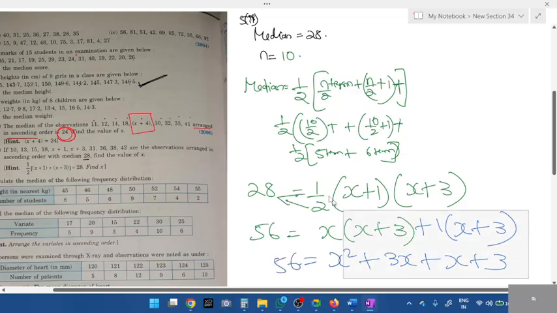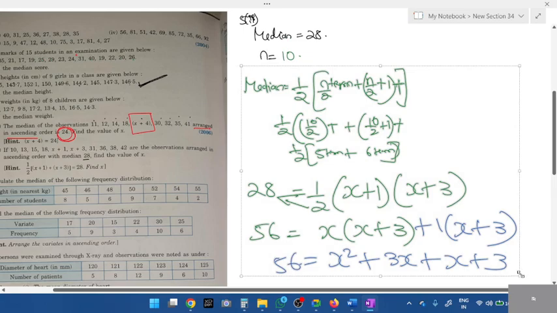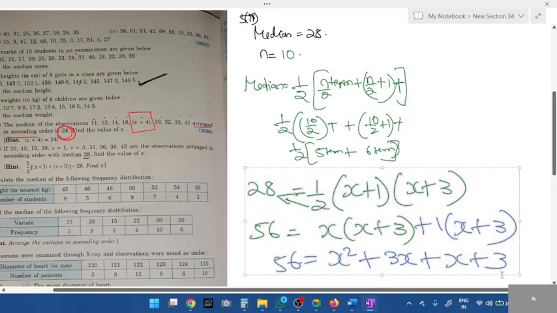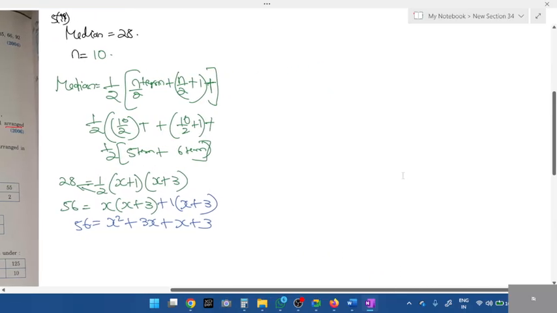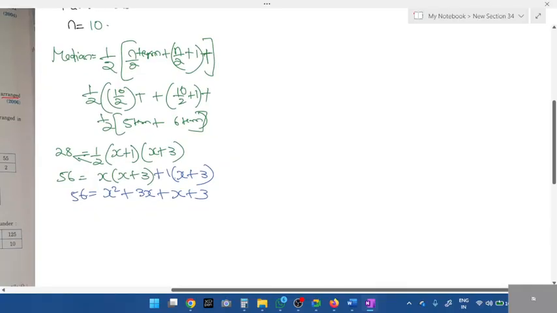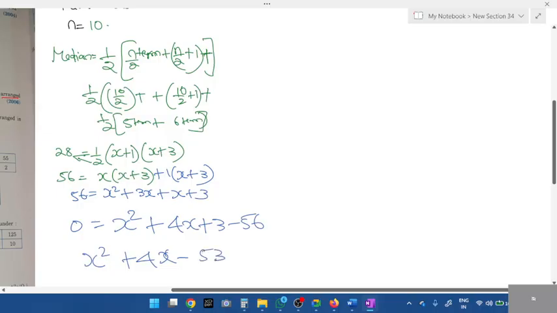What kind of equation are we getting? Respond, all of you. Isn't it quadratic? Degree 2. So you can use formula method or factorization. Factorization is easy. So take 56 to the other side. It becomes 0. x square, 3x plus x is 4x, plus 3 minus 56. Then x square plus 4x, 3 minus 56 is minus 53 is equal to 0. Is this clear? All of you understood? So we have to factorize, students.